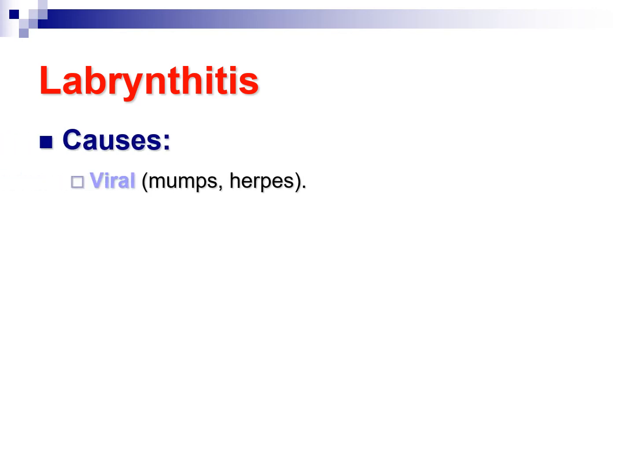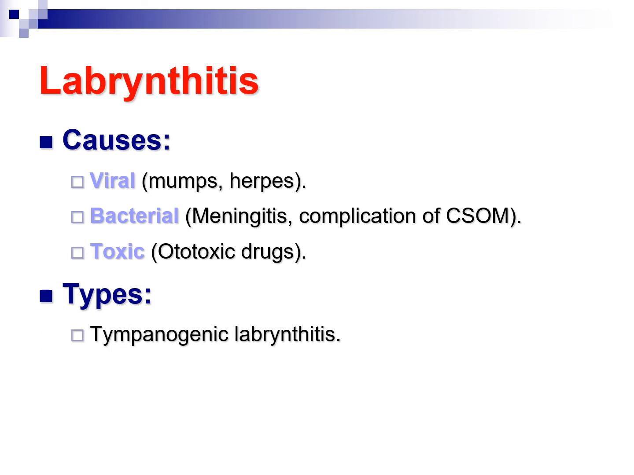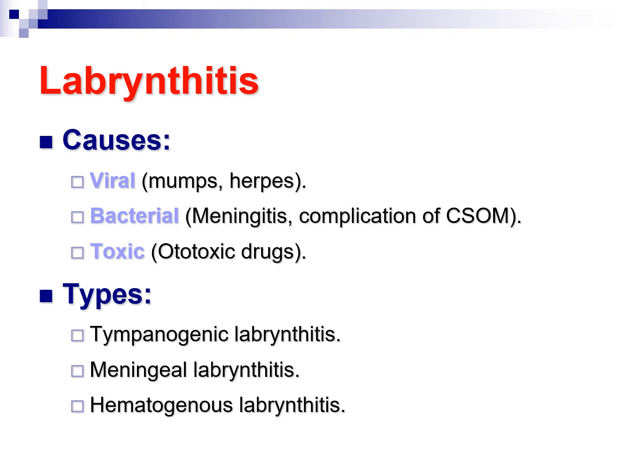The second topic is labyrinthitis, for which there are different causes. It's the viral labyrinthitis, which may be caused by mumps virus or herpes virus, bacterial labyrinthitis as a complication of meningitis or of chronic suppurative otitis media, and toxic labyrinthitis, which happens with ototoxic drugs. Types of labyrinthitis: there is the tympanogenic type, which happens as a complication of chronic suppurative otitis media, the meningeal type, which happens with meningitis, and the toxic type.